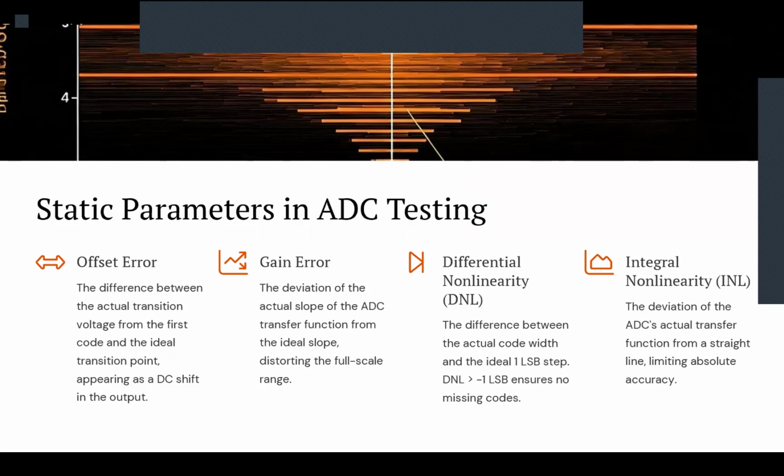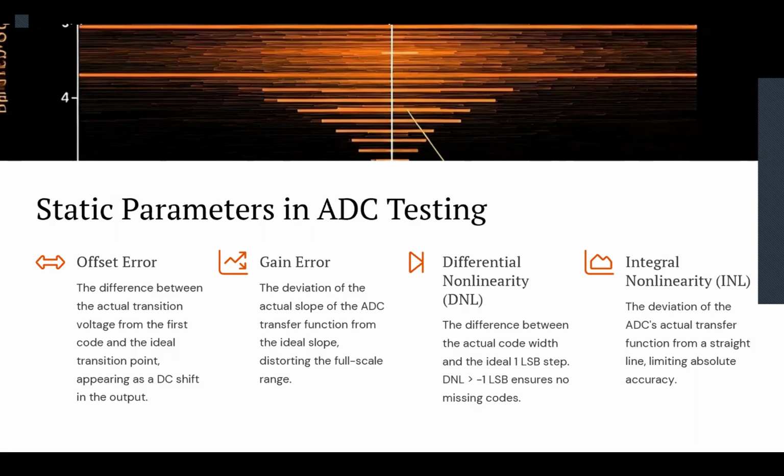Next parameter is gain error. The gain error happens when the slope of the ADC output deviates from the ideal slope. That means the ADC may convert a full scale input into a smaller or larger digital range. Okay, so it causes compression or expansion of the full scale.